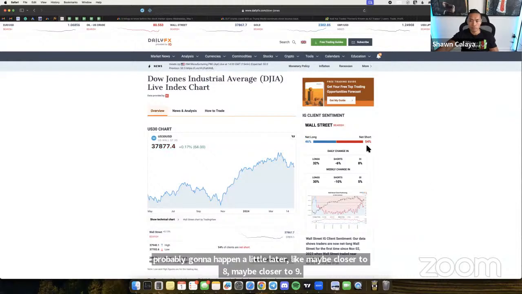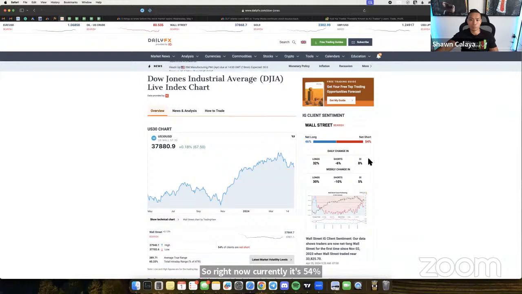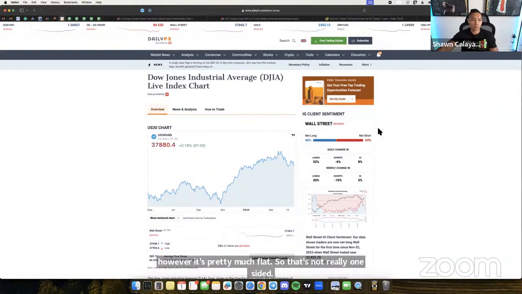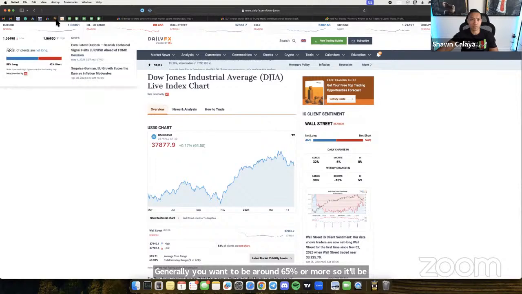So right now, currently it's 54% short. This indicates that 54% of retail traders are currently selling right now. So typically you want to do the opposite and buy. However, it's pretty much flat, so it's not really one-sided. Generally, you want it to be around 65% or more, so it'll be one-sided and you'll know exactly which direction to trade. Right now, there's just not much going on.